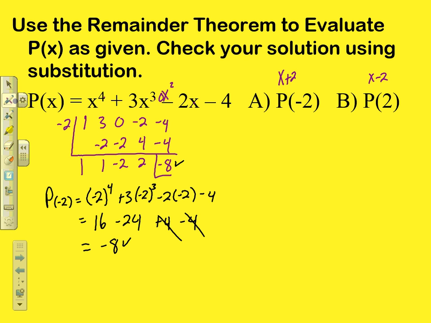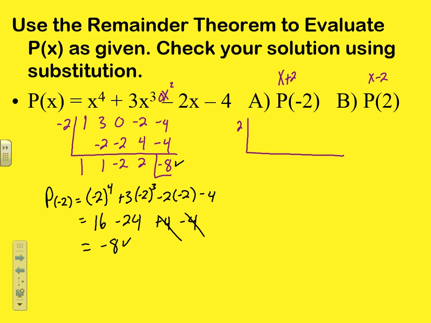And so our last example that we're going to take a look at, p of 2, we're going to do our same division, but in this case with a 2 instead of a negative 2. So 1, 3, 0, negative 2, negative 4. And let's go through the spin cycle here. So bring down the 1, multiply, and I get 2, add, and I get 5, multiply for 10, add for 10, multiply for 20, add for 18, multiply for 36, and add to get 32 as a remainder.